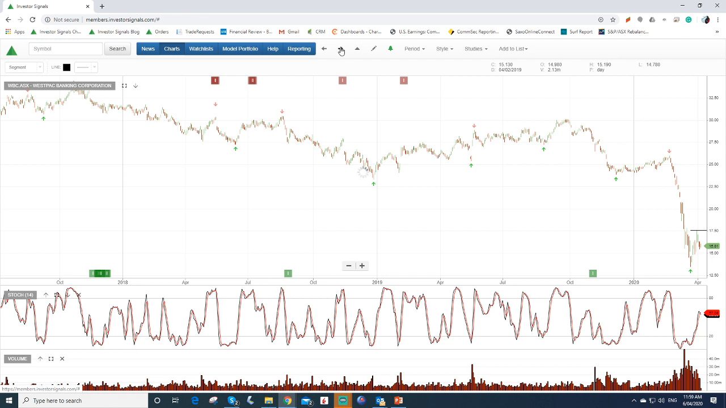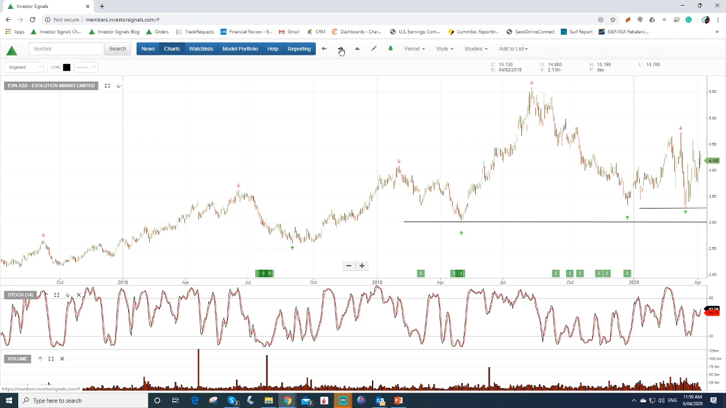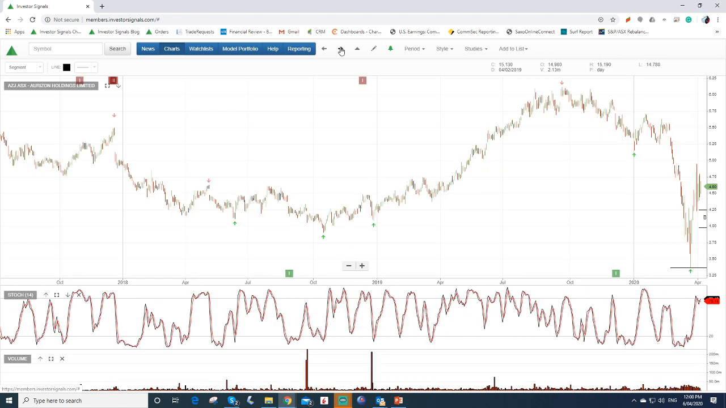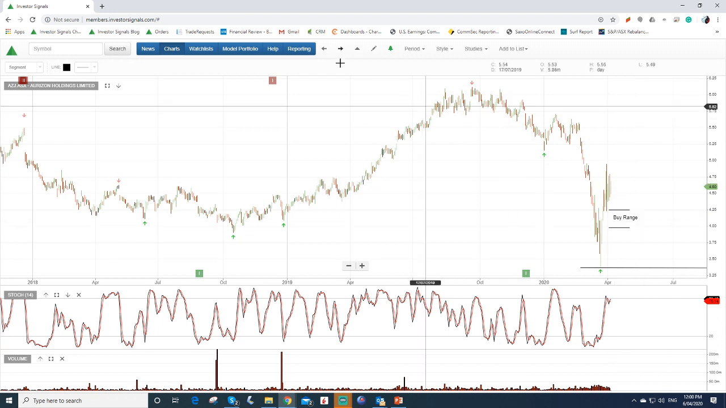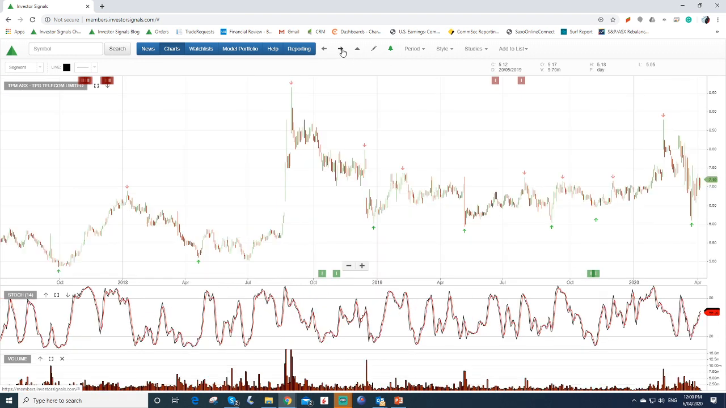Westpac, cautious there. Evolution, the gold stocks look good, so Evolution, North Star, Newcrest all make sense at the moment. AZJ's back at full value. Our buy range is really back at this sort of 410 level. They have some haulage numbers that'll be out next week or the week after, so we'll keep an eye on those and see what the trends are. TPG, this is a bright spot within a tough market. So TPG at around $7 is a buying opportunity.